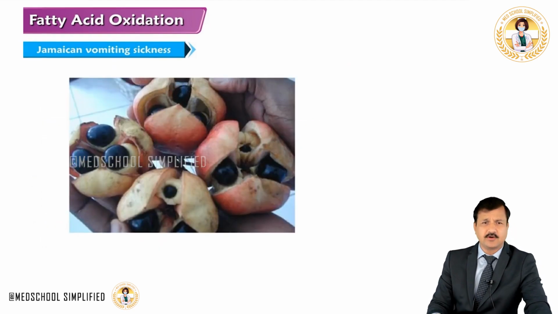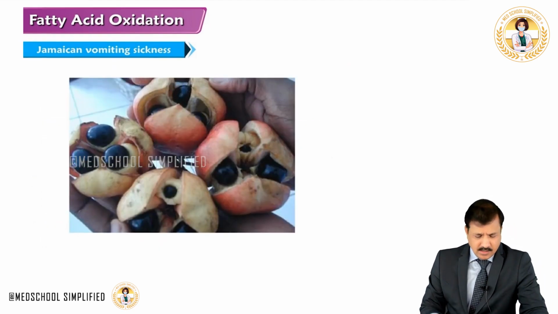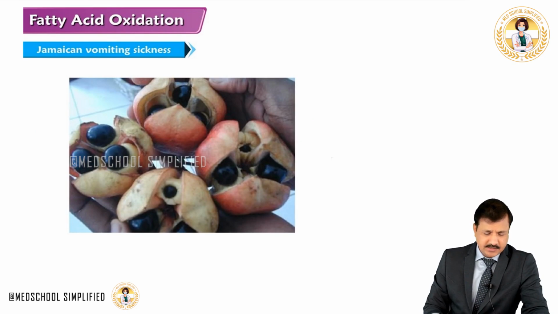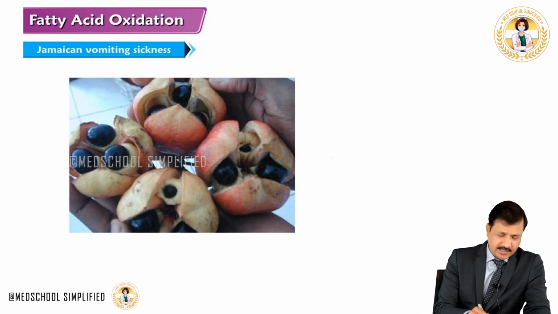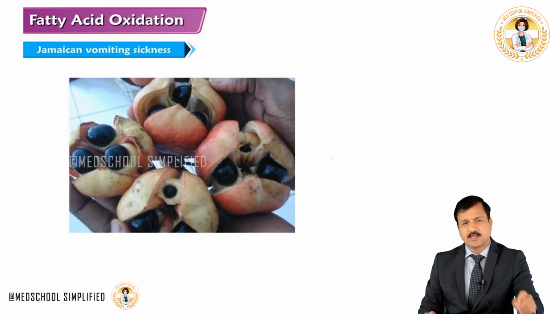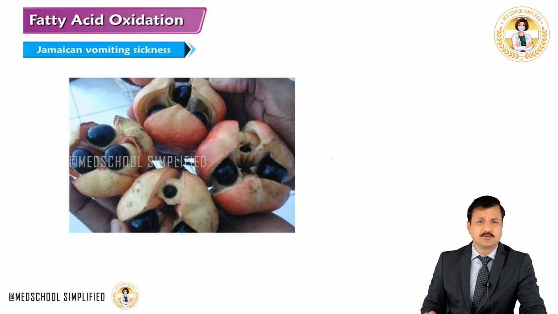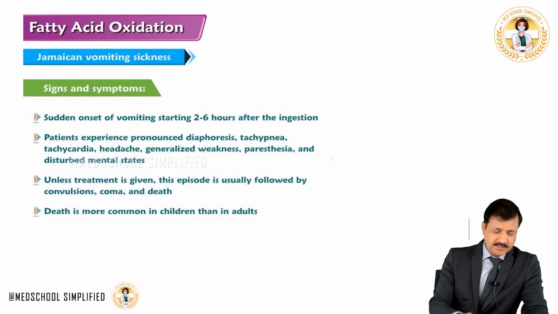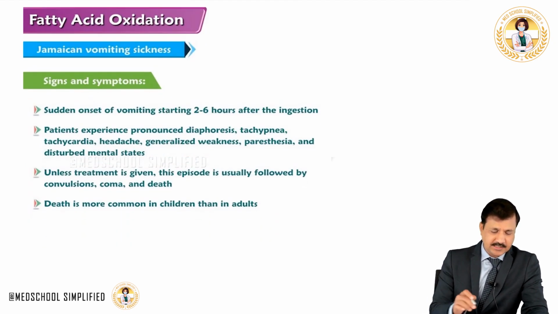So here, just for your understanding and to know how this ackee fruit looks, here is the ackee fruit and also the seeds are shown. Seeds are always poisonous, but the flesh of the ackee fruit can be safely consumed only when it is ripened. Now, what are the signs and symptoms of Jamaican vomiting sickness?